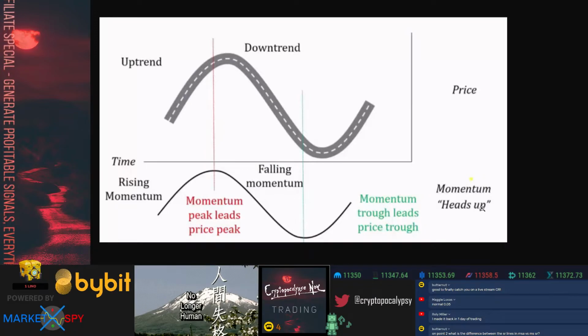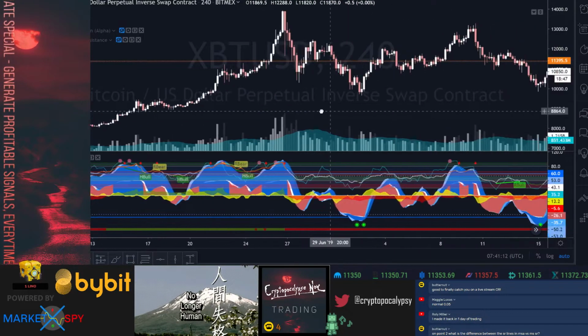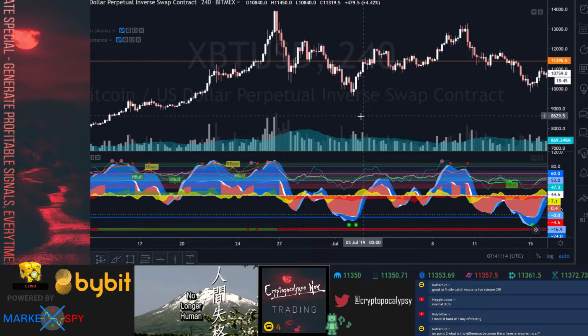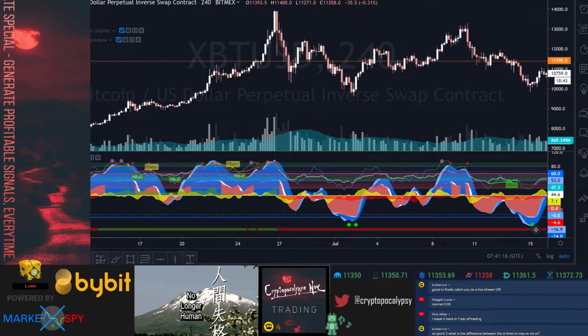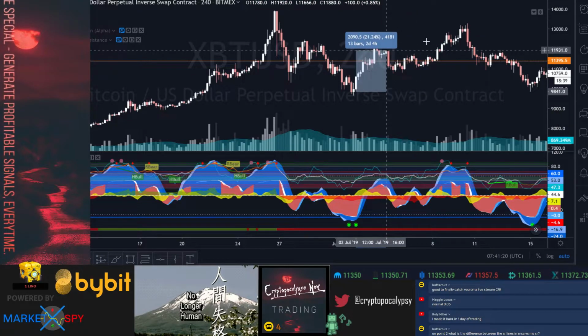Heads up. Momentum heads up. The price is about to start going up again. And surely enough, you see this? In combination with everything else, you have a nice little spike. People are earning here. Heck, let's go over here. No, we'll go over here.